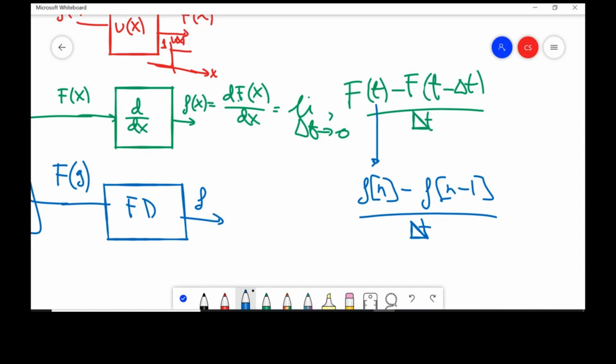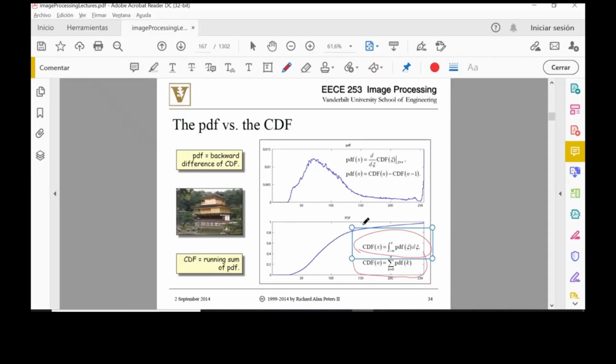So that is what is said here in the slides. If I want to recover the probability density function from the cumulative distribution function, if it is a continuous signal, I have to differentiate. If it is a discrete signal, I have to compute the first difference. Okay, so here you have some pairs.